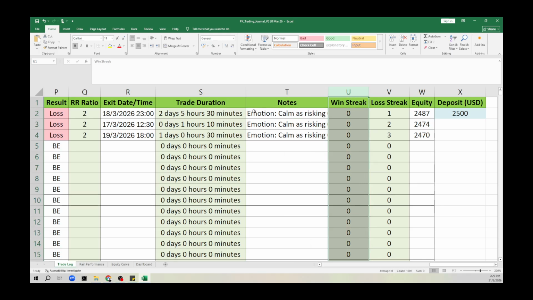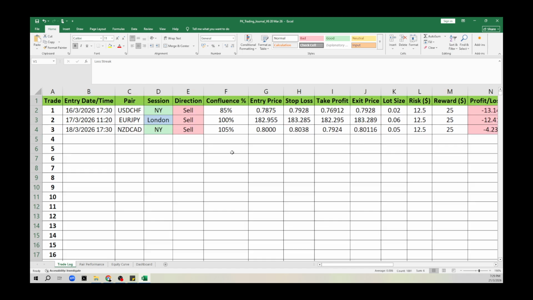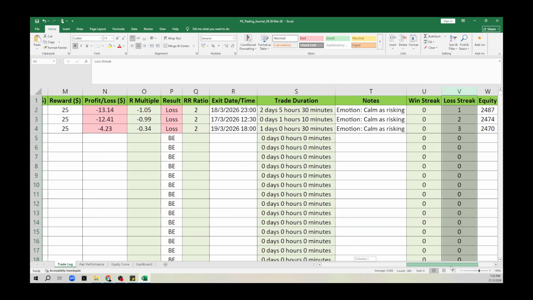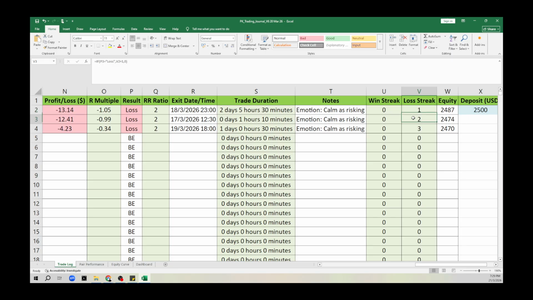Next, over the period of trades that you're going to be taking, it will eventually calculate for you the number of trades that you keep winning. So that's your winning streak and also your losing streak as well. Like I show you in this example, these 3 trades were all losing trades. So trade number 1 was a loss, trade number 2 was a loss, and trade number 3 was a loss. Therefore, the losing streak was 3.